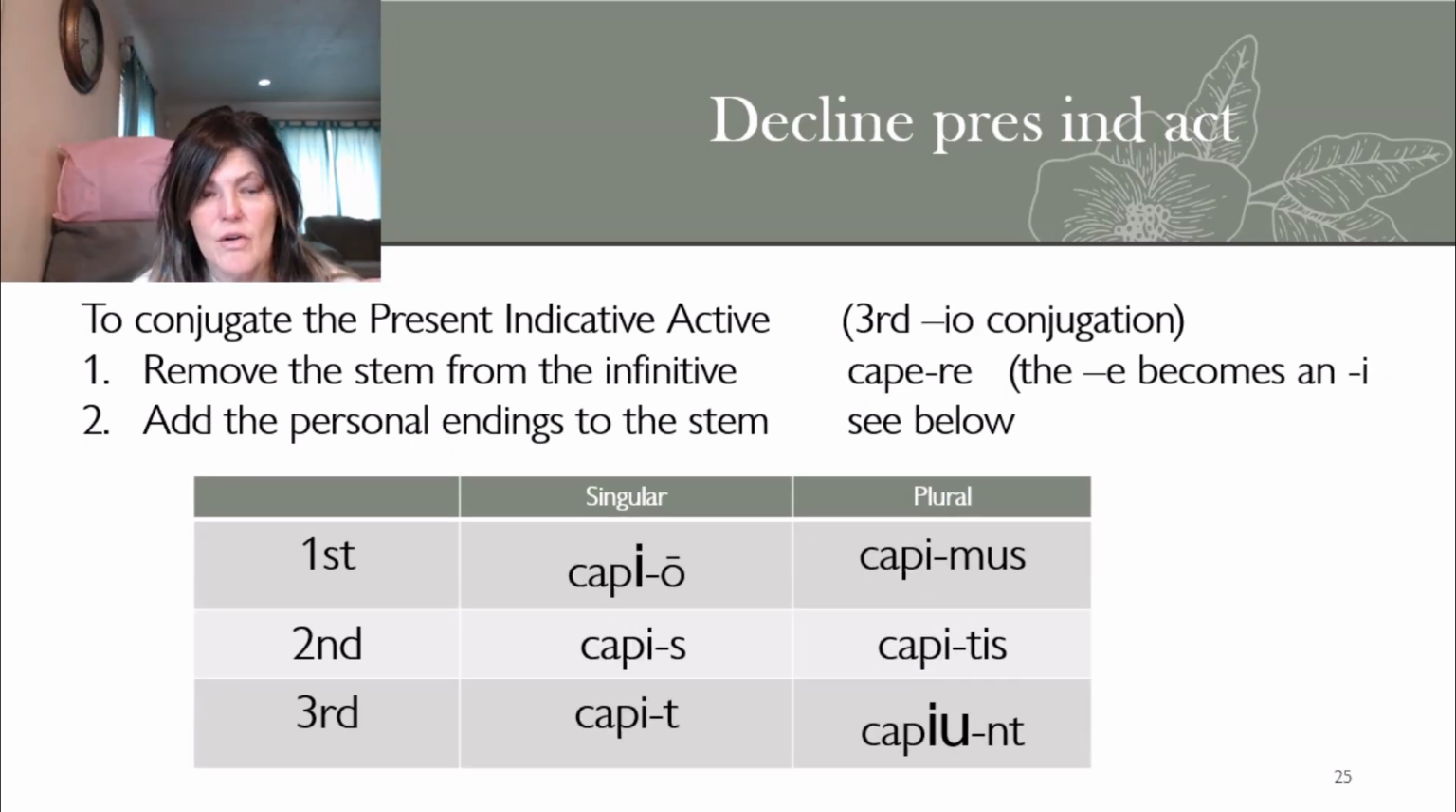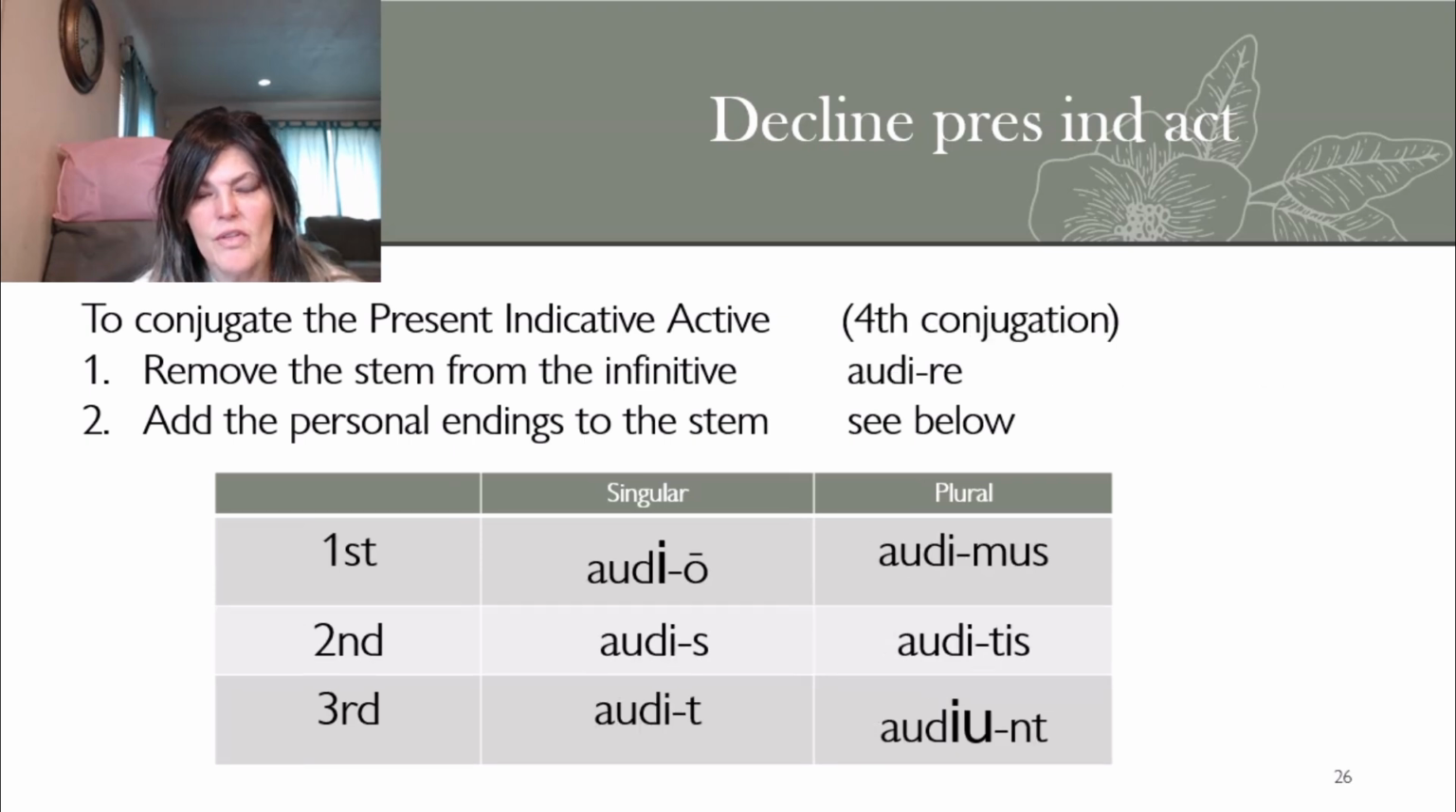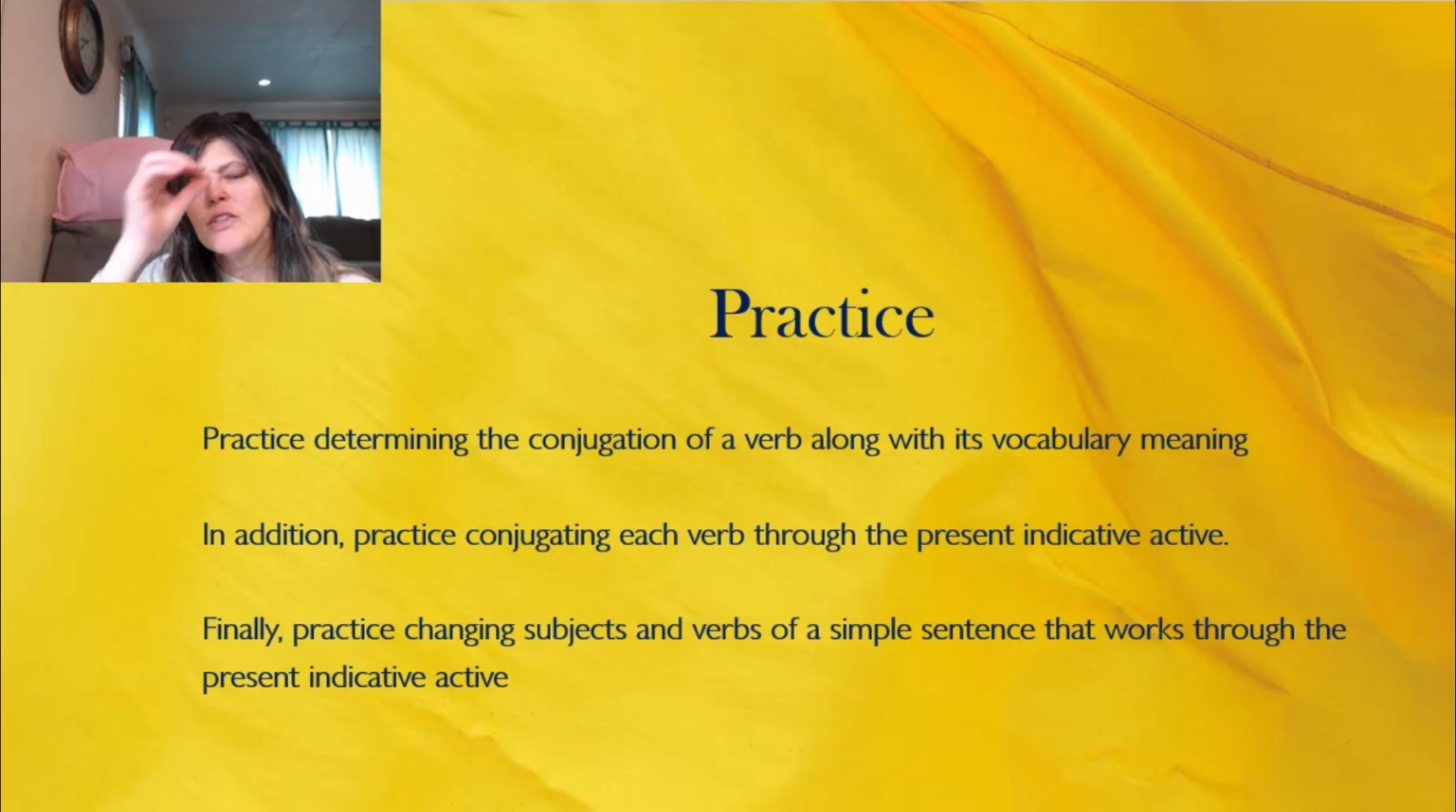The third IO is similar to fourth, more so than the others, because they both do the same thing. They keep the I for the first singular and third plural. They conjugate with an I as that intervocalic, and they keep the U down here instead of it just being an I. So audio, audis, audit, audimus, auditis, audiunt. Okay? So those are the basic things.